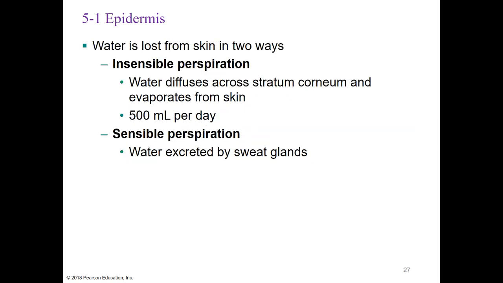Water is lost from the skin in 2 ways. One way is called insensible perspiration. This is when water diffuses across the corneum and evaporates from the skin. You lose about 500 milliliters per day through insensible perspiration. Sensible perspiration is what we call the water excreted by our sweat glands.